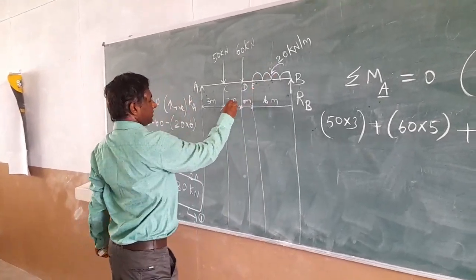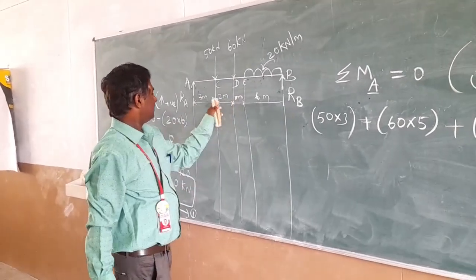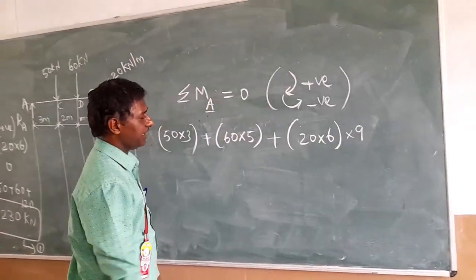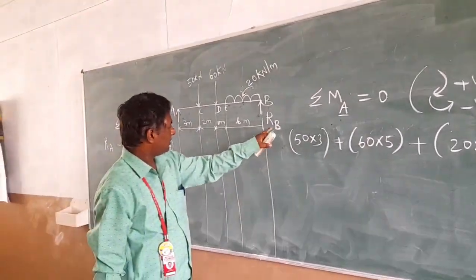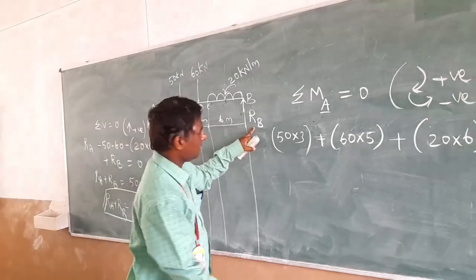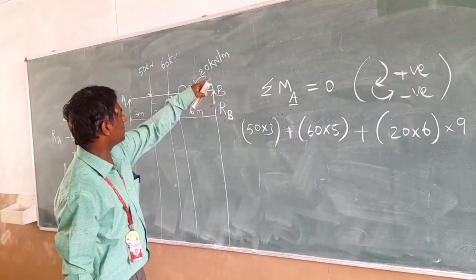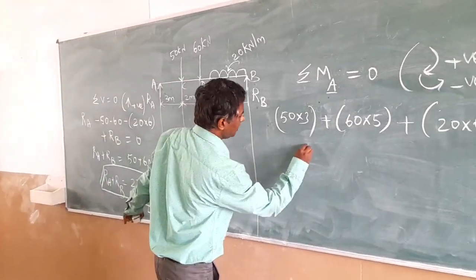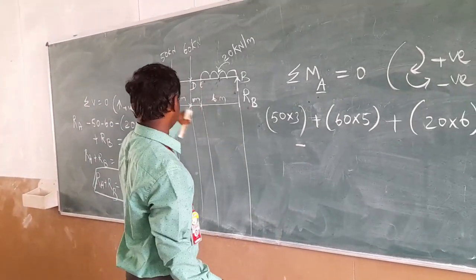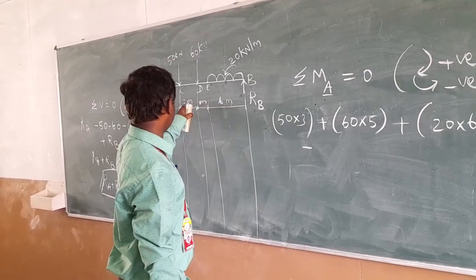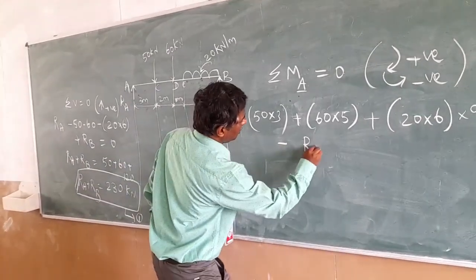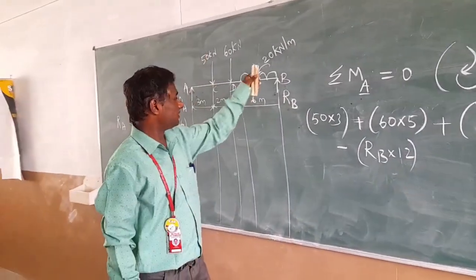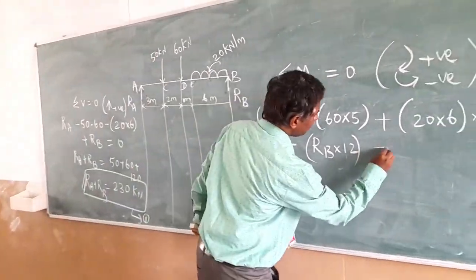So 3 plus 1 plus 2 plus 3, totally 9 meter is the perpendicular distance to A. And the reaction RB is an upward force, so it travels to A in the anti-clockwise direction, which is taken as a negative value. So RB into 12. All the forces are considered, so finally that is equal to 0.